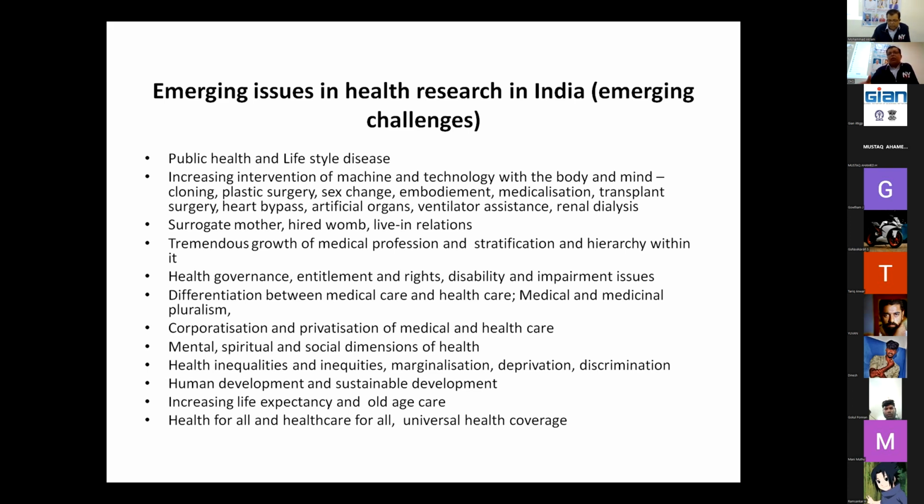Now, a different type of relationship, the live-in relationship, is becoming common. This is considered a parallel to marriage. But what may happen to the health-related issues, especially the mental health-related issues, of the couples who are living in these relations? Then tremendous growth of the medical profession, and stratification and hierarchy within it.